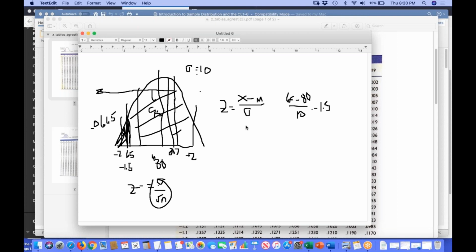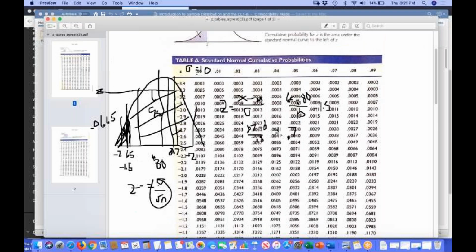So 87 minus 80 over 10 is equal to 7 over 10, or 0.7. Positive or negative? Positive, right? Two reasons. One, because it's to the right of the mean, it's going to be a positive Z-score. And number two, because the math comes out positive. 87 minus 80 is a positive number. So I'm going to go to the Z table and look up 0.70.